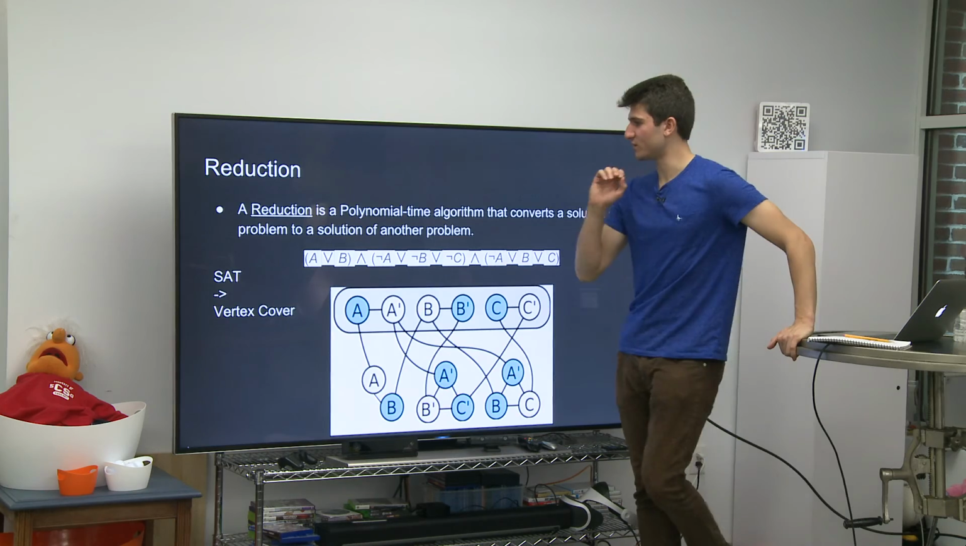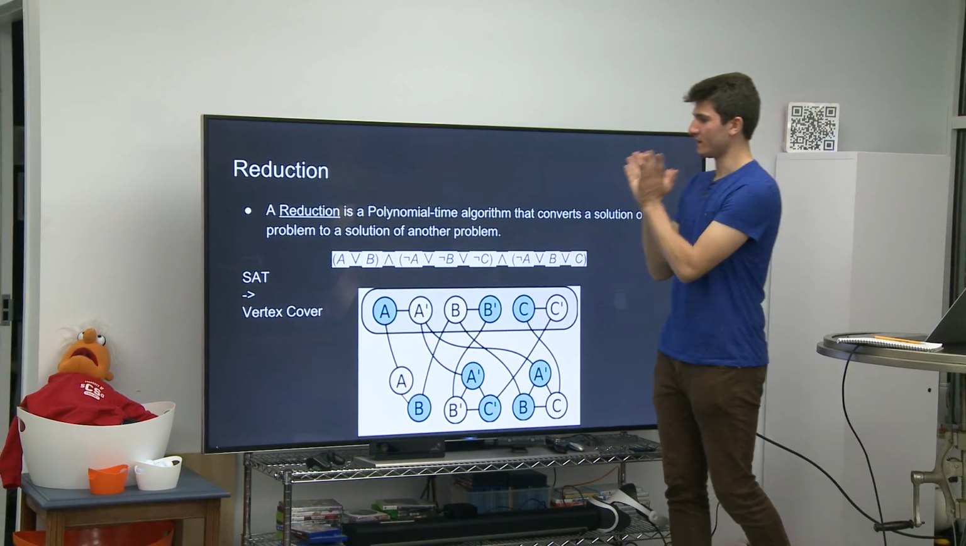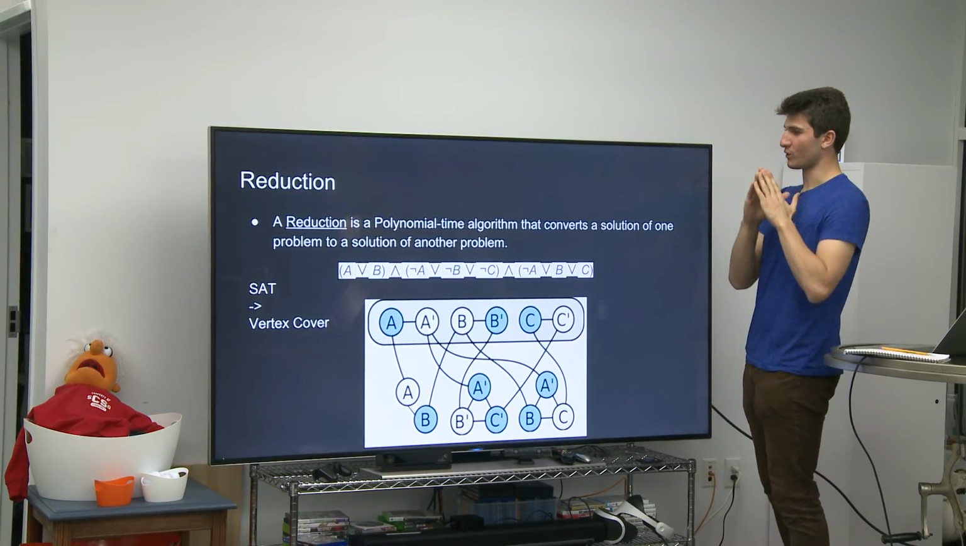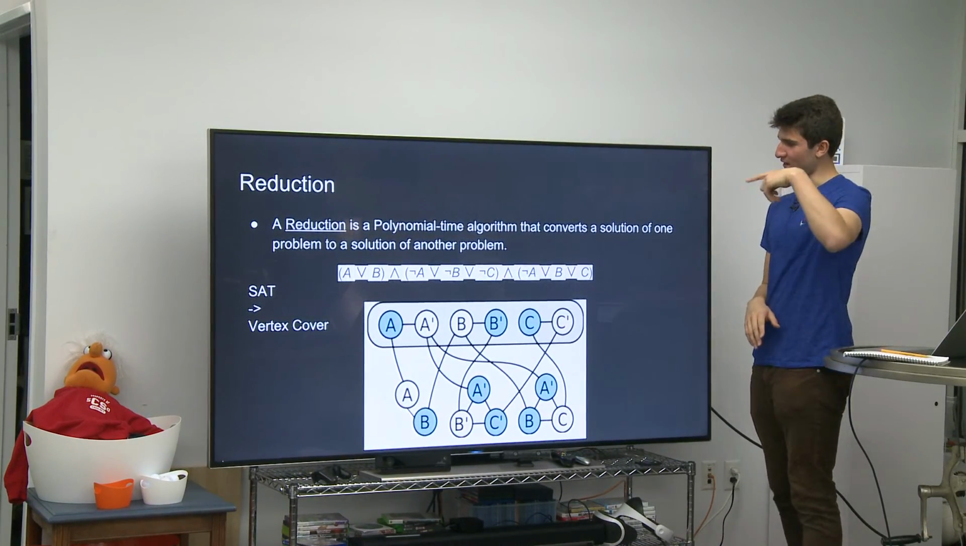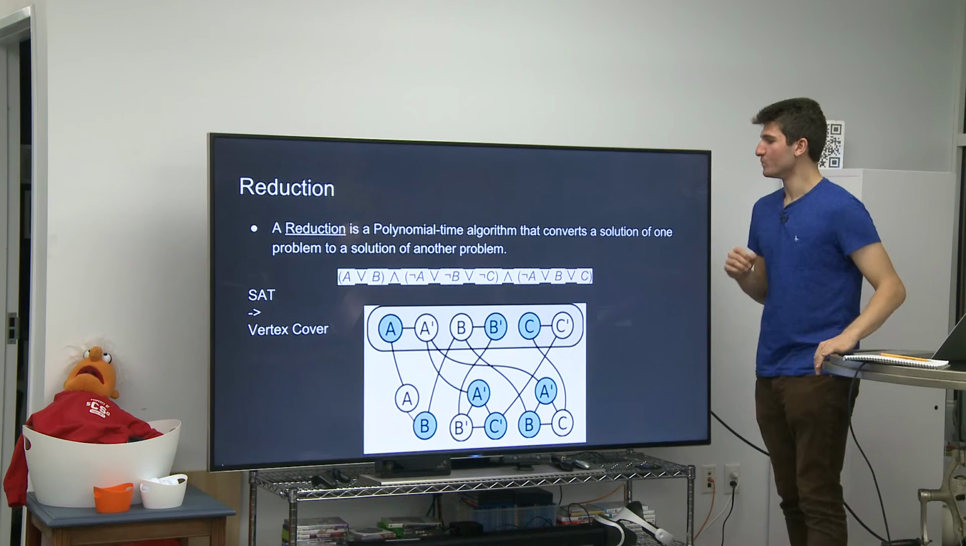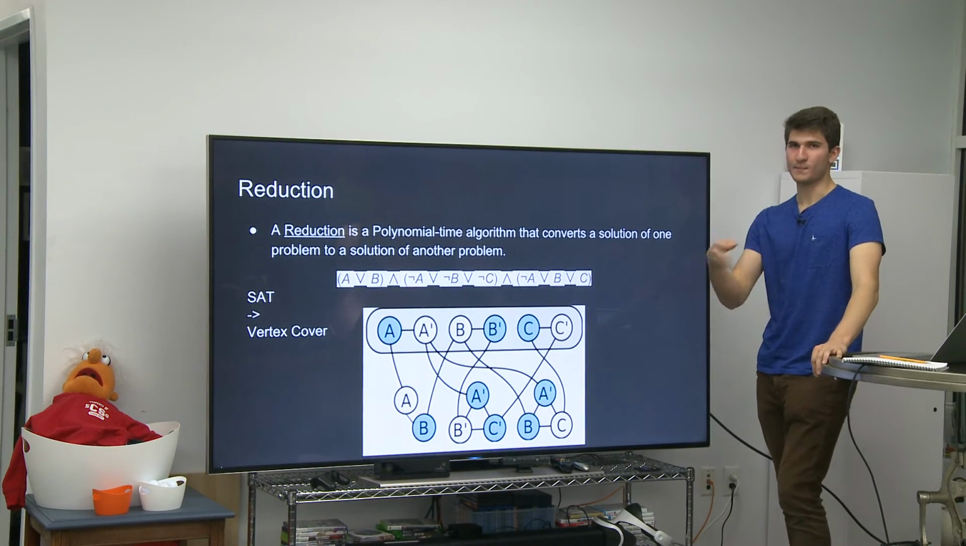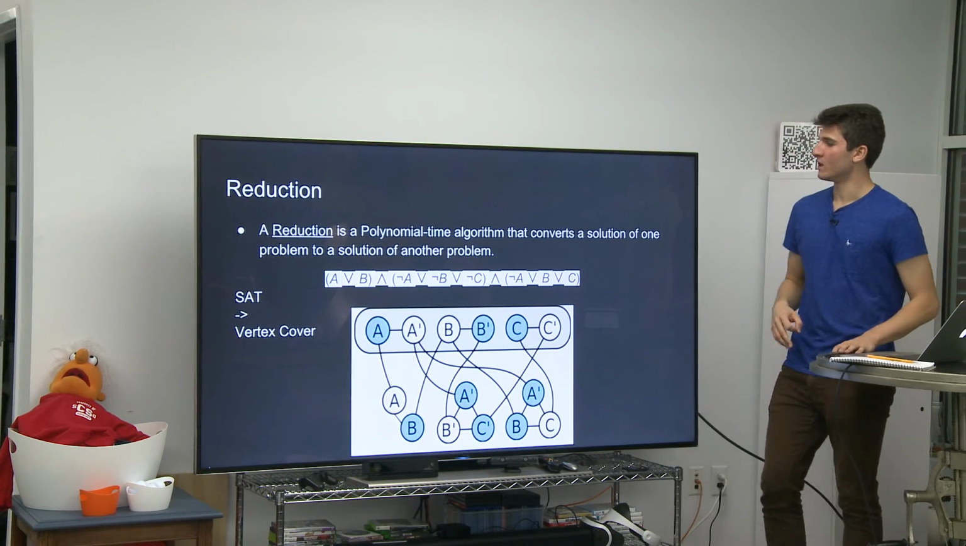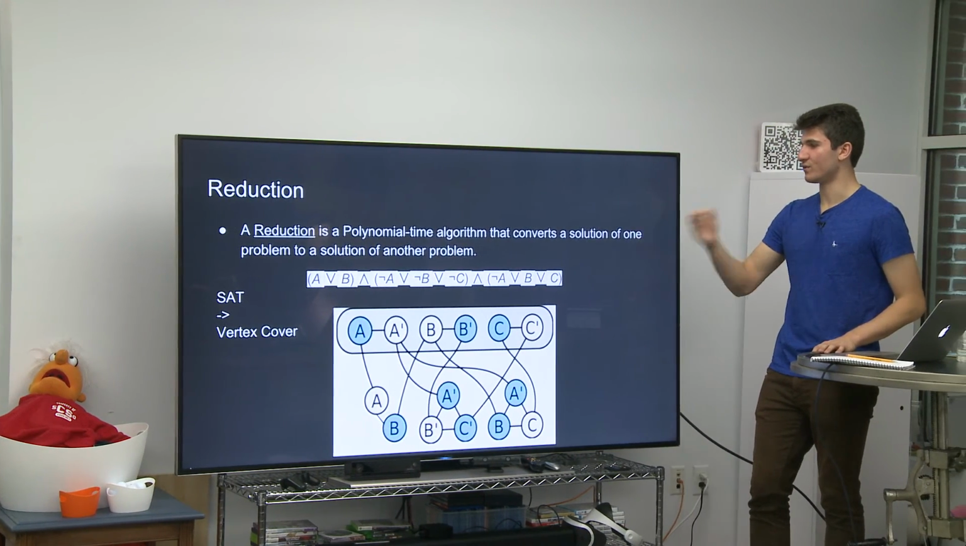For those who don't know, these little downward carets are ORs, and the upward carets are ANDs. And the little sideways dashes are NOTs, so like the opposite. If it's true, it's false. If it's false, it's true. So the question is, does this have a truth assignment?